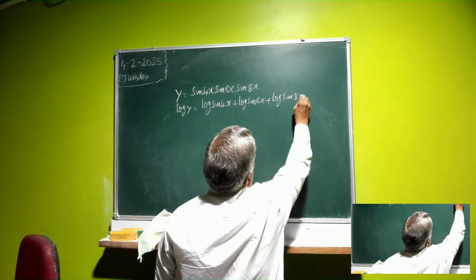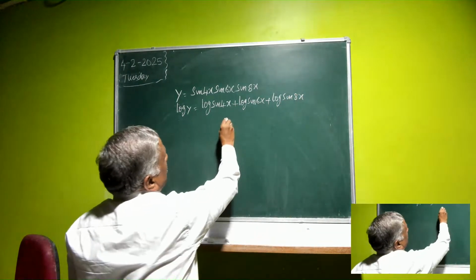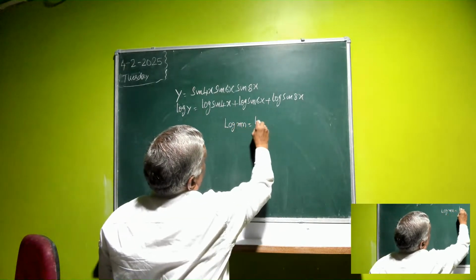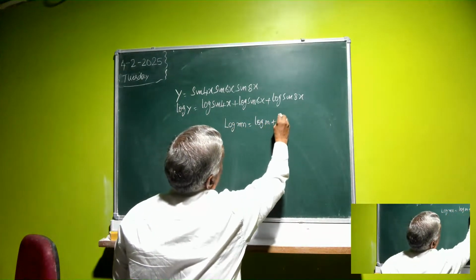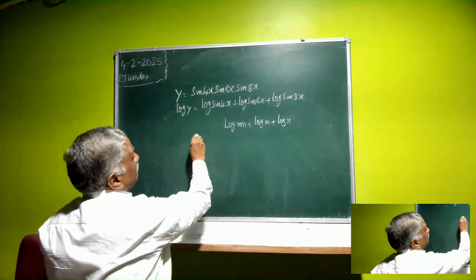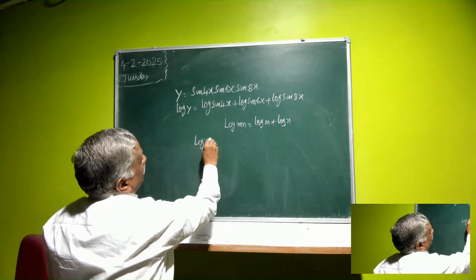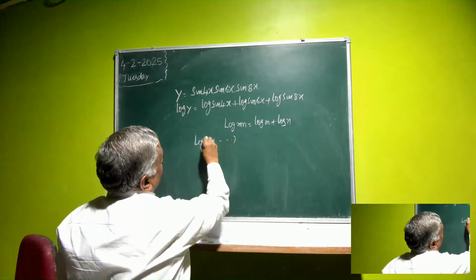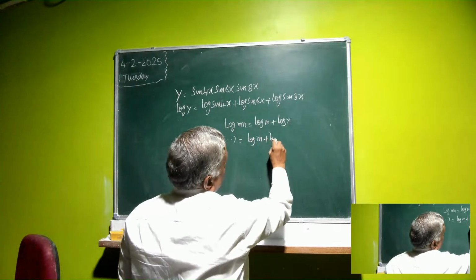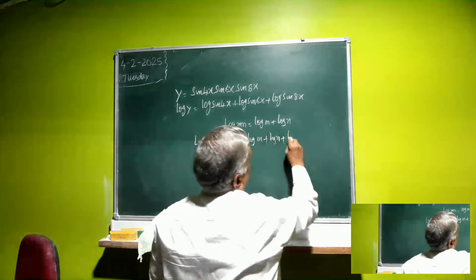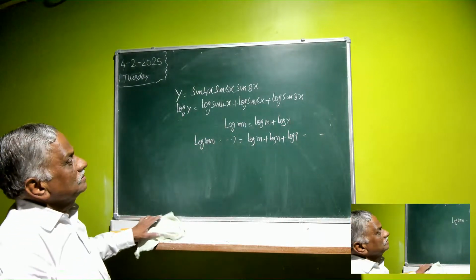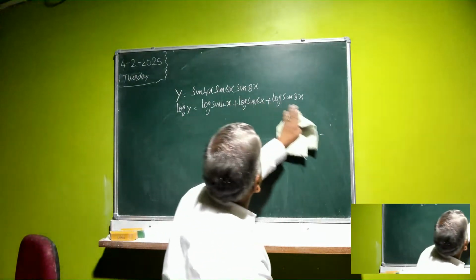How? We know the formula. Log mn is log m plus log n. This one formula can be extended also. Supposing I got log mnp etc., this is equal to log m plus log n plus log p. The formula can be extended to any number of terms. So I have applied that formula.